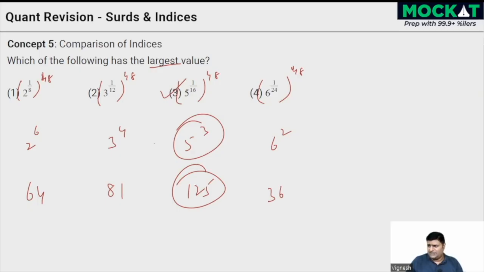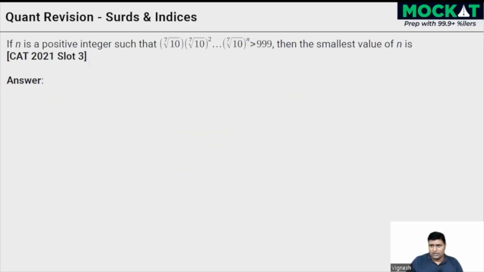So moving to the general questions. That's about it from a surds and indices concept perspective. Questions around that in recent papers. If n is a positive integer, seventh root of 10 into seventh root of 10 whole square into seventh root of 10 whole power n, and it goes on, is greater than 999, then the smallest value of n is what? Smallest value of n.